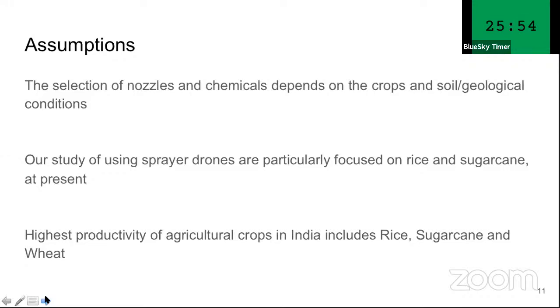But we have had interactions with people who grow cotton, corn, and we have done some demonstrations in tea estates and so on. So there are quite a few other things that we have done, but our focus is primarily on rice and sugarcane. The reason for that is that the highest productivity agricultural crops in India include rice, sugarcane, and wheat. So these are three. If you are able to attack these three crops, we are actually covering a huge amount of farming in India.